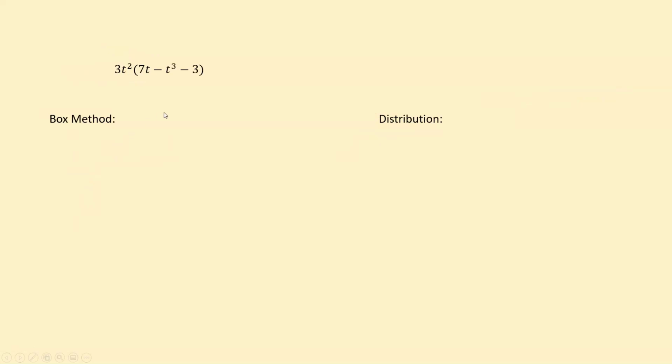This is one where I think distribution method might be a little more straightforward, because notice we have a monomial right here because it's just one term, multiplied by a trinomial right here. That's 3 terms.